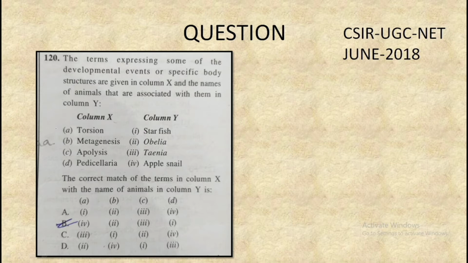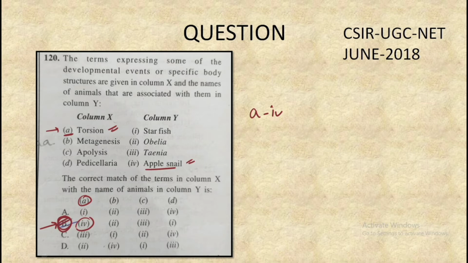So the first one is torsion, and if we have some knowledge from our previous studies, we could make out that we have studied torsion in the apple snail, because when we study mitochondrial gene inheritance in the genetics segment, we study this torsion effect, which was mainly highlighted in the apple snail. So even if you have knowledge of just a single option, match A with the fourth option, and you can see that A matches with the fourth option in only one of the options given. Hence B is the correct answer.